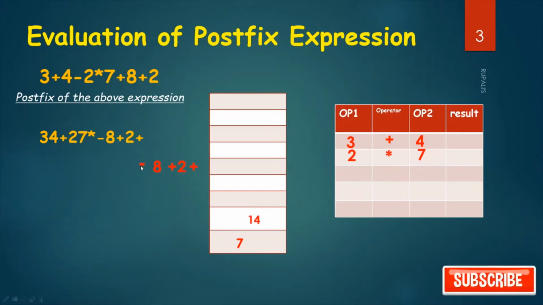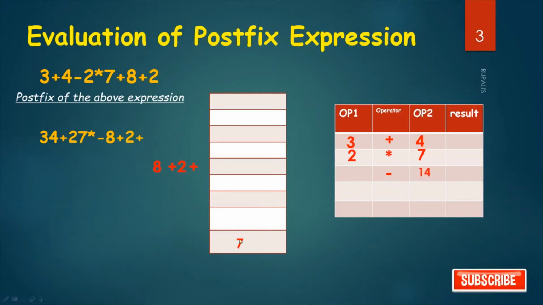Now minus comes. Write minus here. So the first popped element is OP2. The second popped element is OP1. Calculate the result, it is minus 7. Push minus 7 onto the stack.